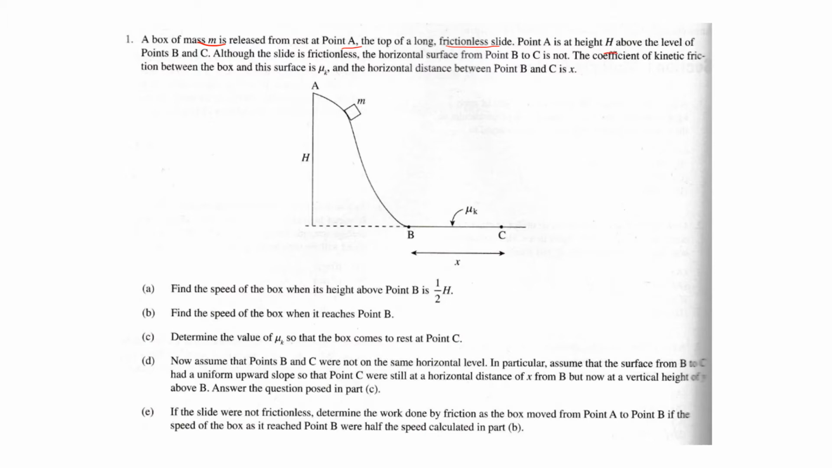Although the slide is frictionless, the horizontal is not. The coefficient of kinetic friction is mu, and the horizontal distance is x, just like it's labeled there. Nice. So find the speed of the box when the box is at h over 2, so it's halfway here.